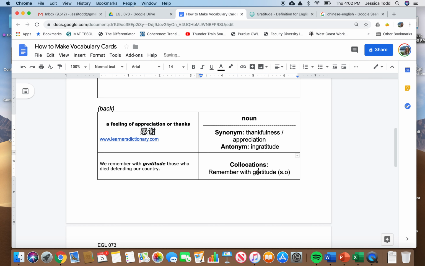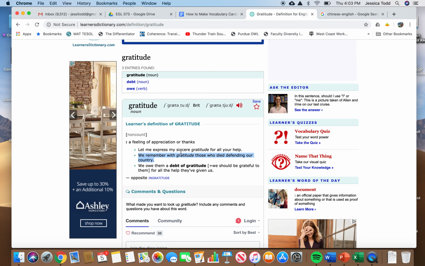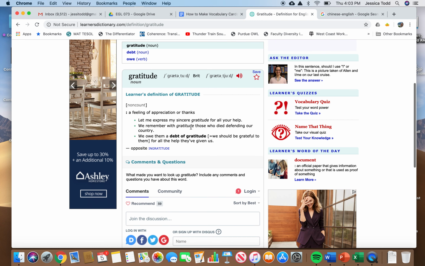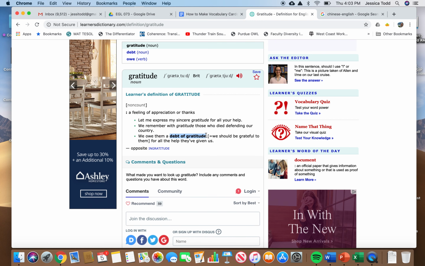So I can use these collocations to help me understand how to use the word and maybe to write my own sentence even. For example, I remember with gratitude my grandmother who always believed in me, right? So I'm using these exact words. I remember with gratitude my grandmother who always believed in me, okay? Again, I can go back to the Learner's Dictionary if I want to look for more collocations. Let's see, debt of gratitude could be one. So debt of are the collocations.